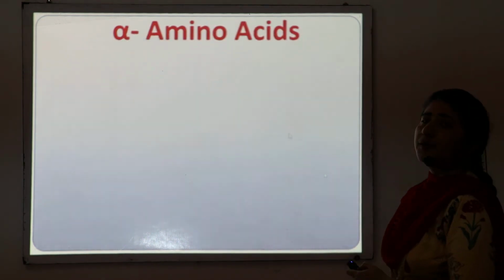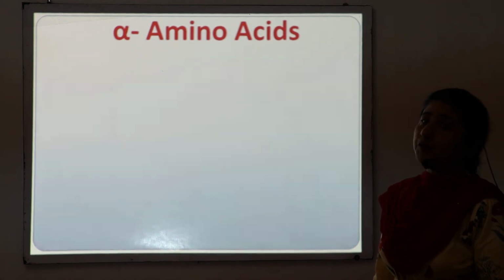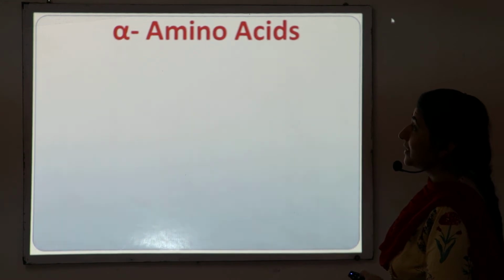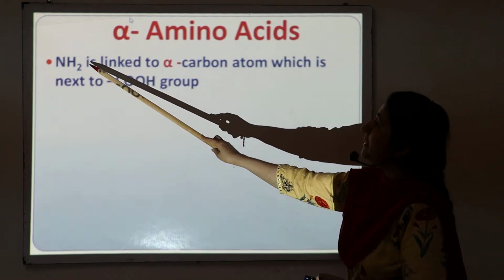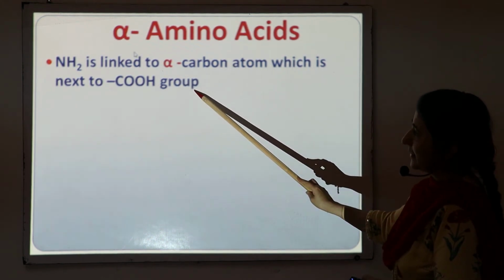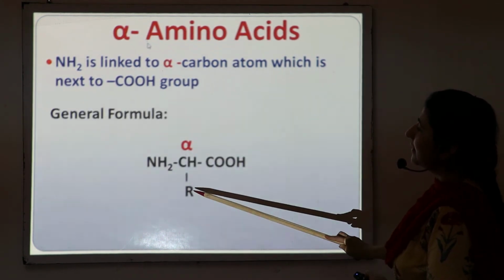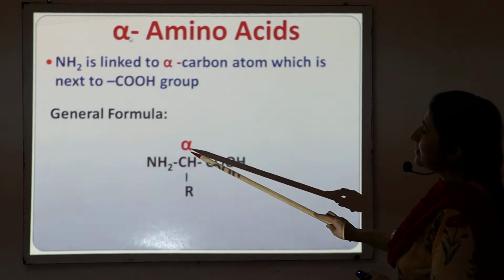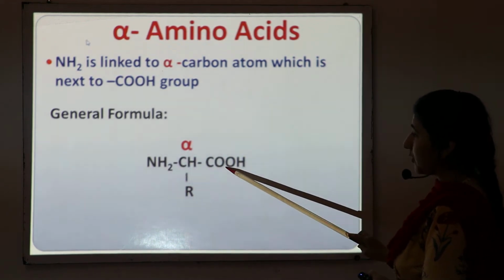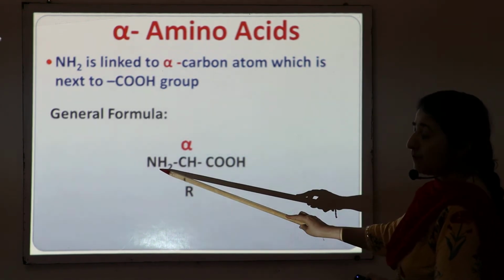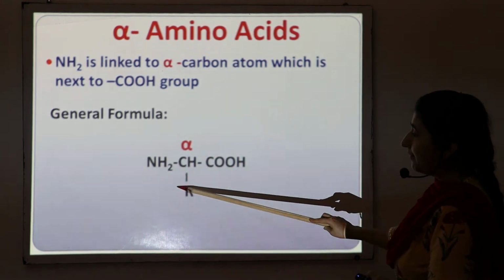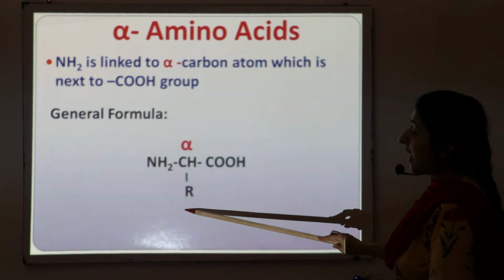Next, what are alpha amino acids? Generally we use alpha amino acids. Alpha amino acids are those acids in which the amino group is linked to the alpha carbon atom, which is next to the carboxylic acid, and its general formula is this one. This is the alpha carbon. On one side of the alpha carbon atom, we have a carboxylic group. On the other side, the amino group. The third position is occupied by hydrogen, and the fourth is the R group.